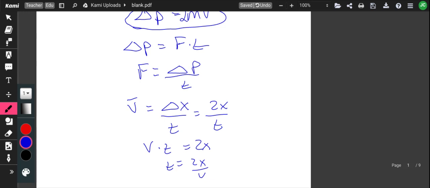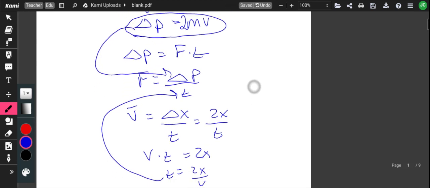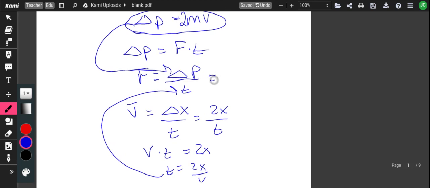That's the one we're going to want to use, because what we're going to do is take this and plug it into here, and take this and plug it into here. And when we do that, we are going to get 2mv divided by 2x divided by v. That simplifies down. When we go to simplify that down, the 2's are going to cancel out. The v, it's in the denominator, is going to come up to the numerator. And so we're going to get 2.